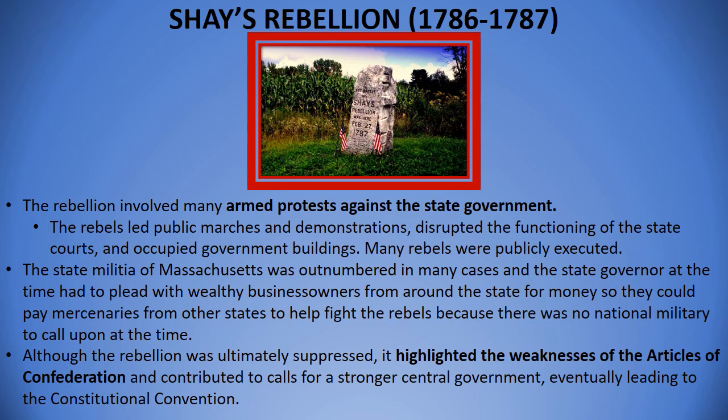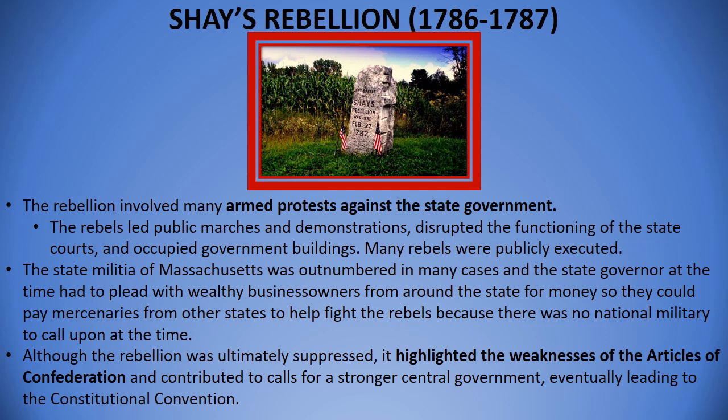And actually, during the next election in Massachusetts, Governor Bowdoin was voted out of power and replaced with John Hancock, who was much more sympathetic toward the rebels, and so he freed a bunch of them from prison and forgave a lot of their debt, etc. So things ended up okay in the end for those of them that weren't executed by the previous governor.